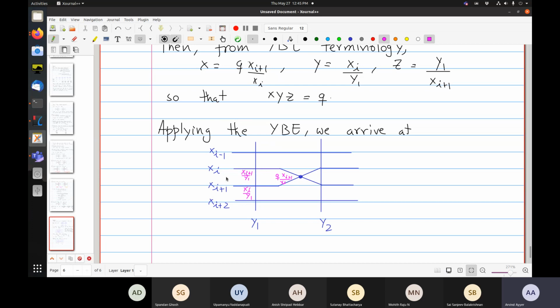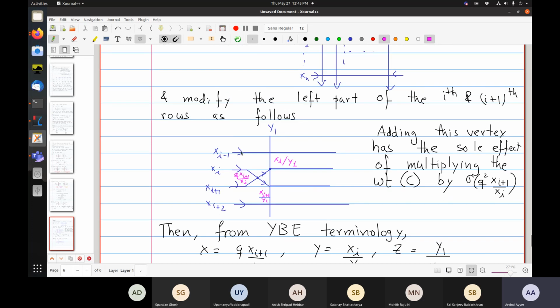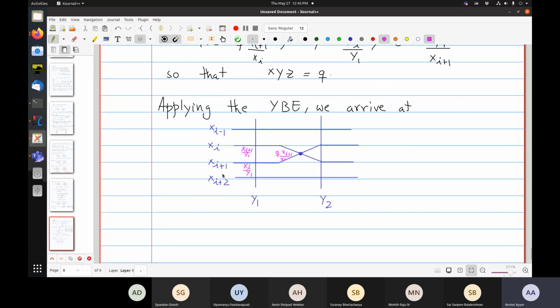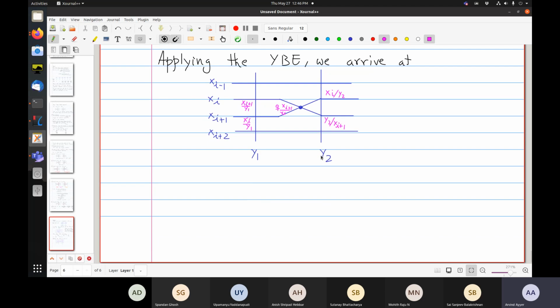So this disturbance, if you like, that I added has propagated through in a highly nonlinear way, but leaving this intact. And now I will do the same thing over here. So here my y is going to be xi by y2. It's in the same location, and here it's going to be y2 by xi plus 1. And now you continue. Now we are back in the same position of applying the Yang-Baxter equation. Continue this way.